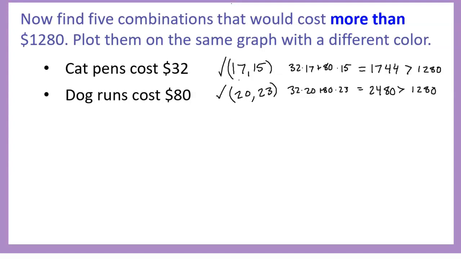Let's see if we can go smaller than this and still get above 1,280. Let's try, maybe let's try 12 and 14. Let's see if that works. 32 times 12 plus 80 times 14. That equals 1504. Yep, that is bigger.